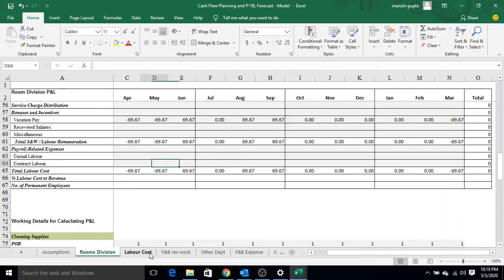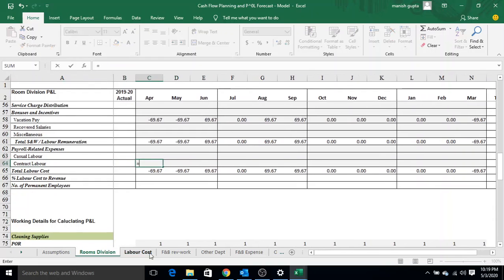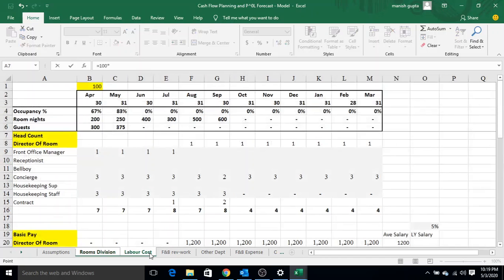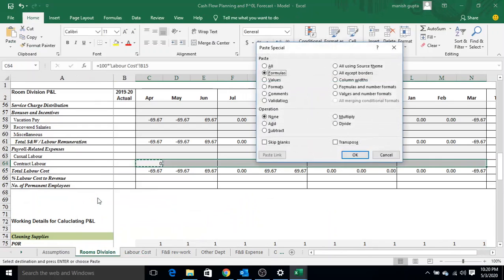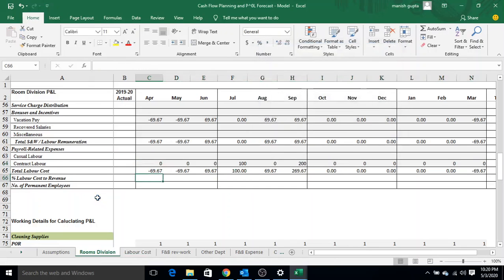You can say, okay, if on average I am paying, let's say, $100 to my contractor staff, you can link this with the contract line, and in this month, wherever you are putting up the contract, it will automatically populate here. This is how you calculate the labor cost.